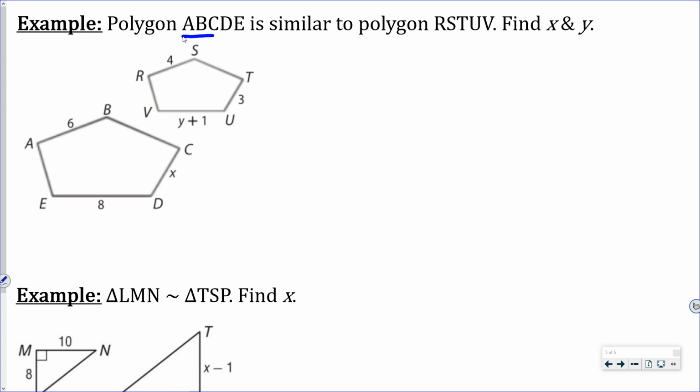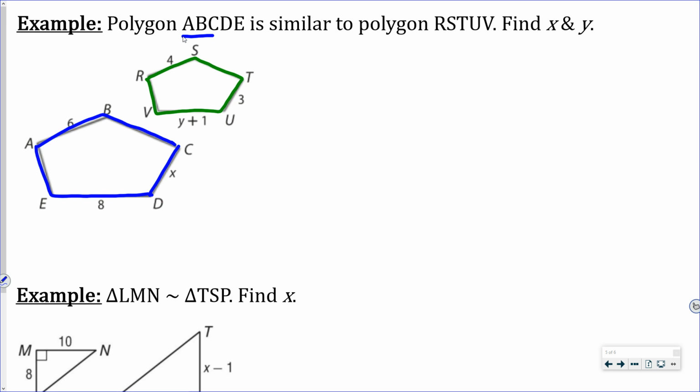So AB would correspond to RS. Just make sure it goes in the right order, because some of them can be kind of tricky. And then I see BC corresponds to ST. I'll do my other polygon. I'll do this one green. So I'm going to call this one my blue one this time, this pentagon. This one green.